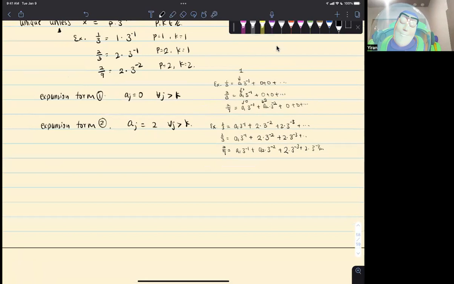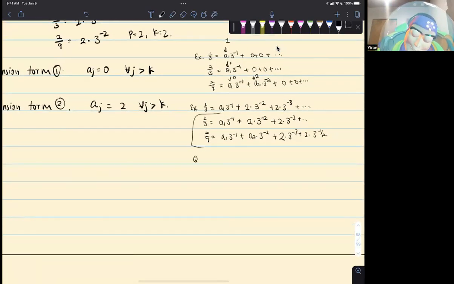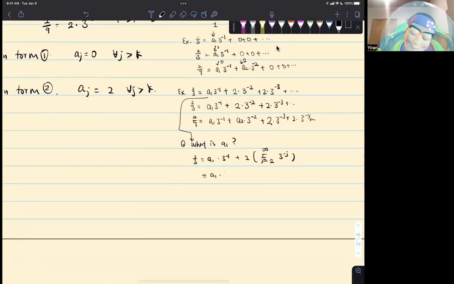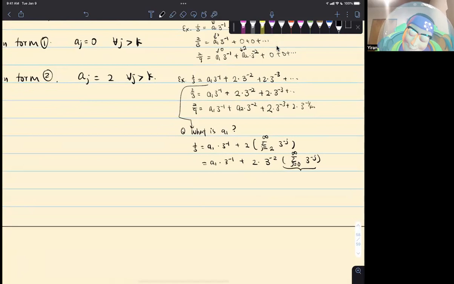Can we determine the coefficient in this way? For example, what is A1? What should A1 be? Okay. Well, we have 1/3 is equal to A1 times 3 to the negative 1 plus 2 times the sum from J equal to 2 to infinity of 3 to the negative J, right? That is equal to A1 times 3 to the negative 1 plus 2 times the sum from J equal to 0 to infinity of 3 to the negative J.